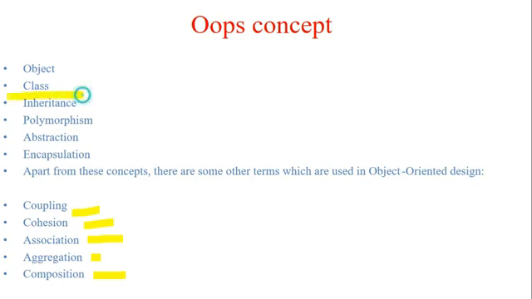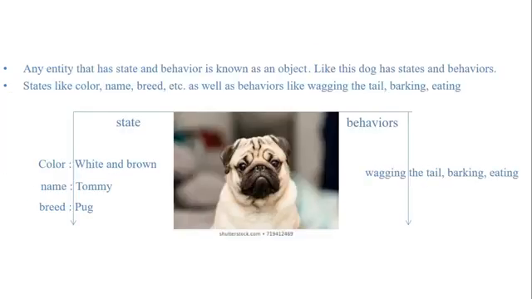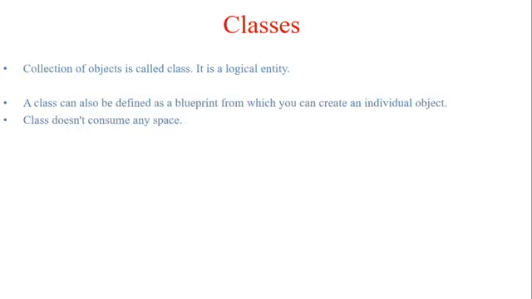Today I'll be focusing mostly on inheritance, and I'll cover the types of inheritance and the theory part of inheritance. In the next video I'll show you the practical implementation of the same. So let's get started. I've already told you what objects are. Objects are nothing but entities which have state and behaviors. State is, for example, that it's white and brown, its name is Tommy, and its breed is pug. The behavior is that it wags its tail, it barks, it eats.